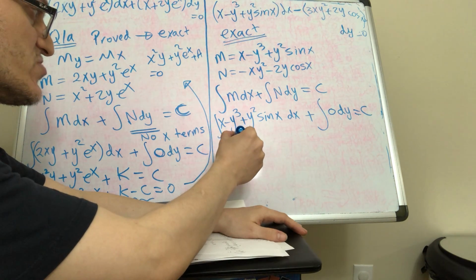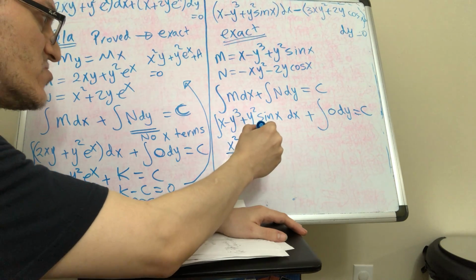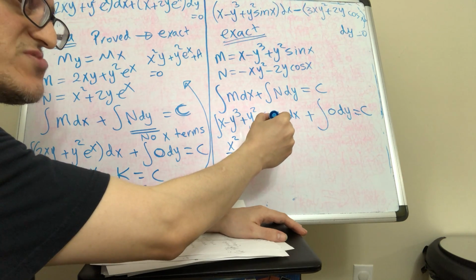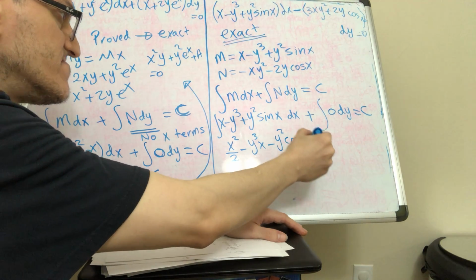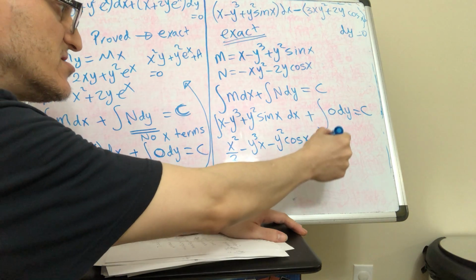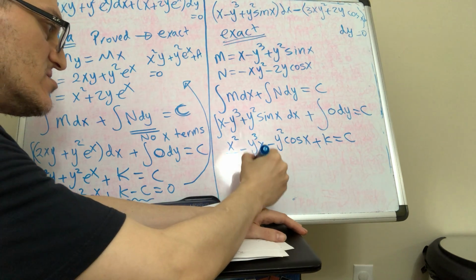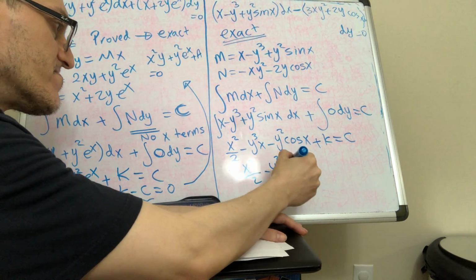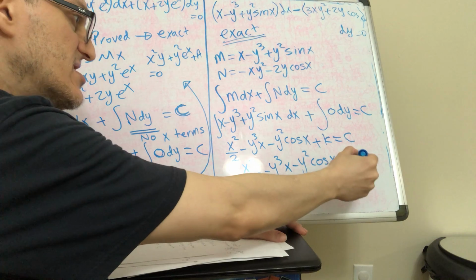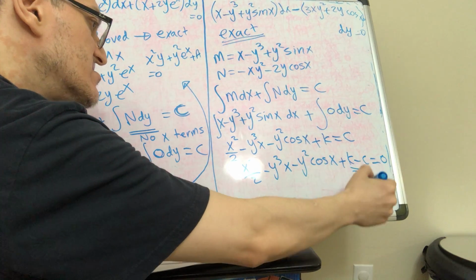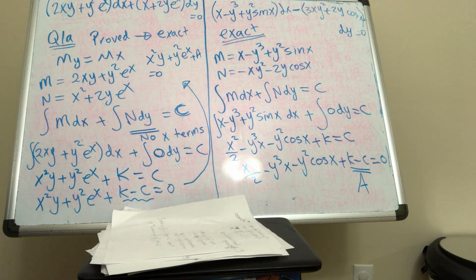So the integration of this with respect to x is x squared over 2. This one with respect to x would be y cubed x. This one with respect to x would be minus y squared cosine x. The integration of 0 is a constant equals c. You can bring the c over. And when you bring it over, it becomes k minus c, and k minus c you can call a, and have it in where a is a constant. Good?